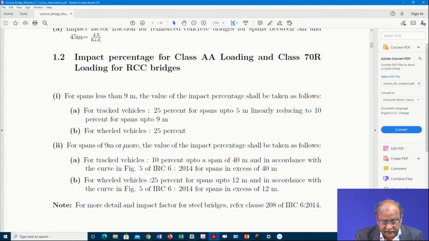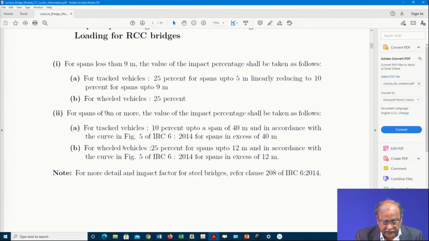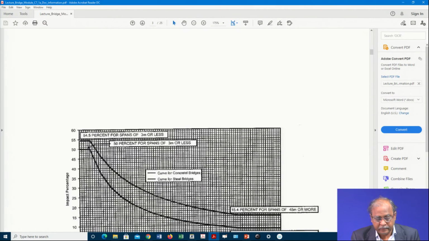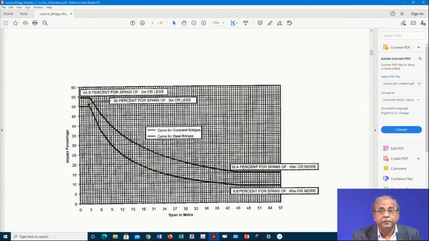These values we have already given actually. And the curve of impact factor comes in this fashion: 15.4% for spans of 45 meter or more, 8.8% for spans of 45 meter or more.